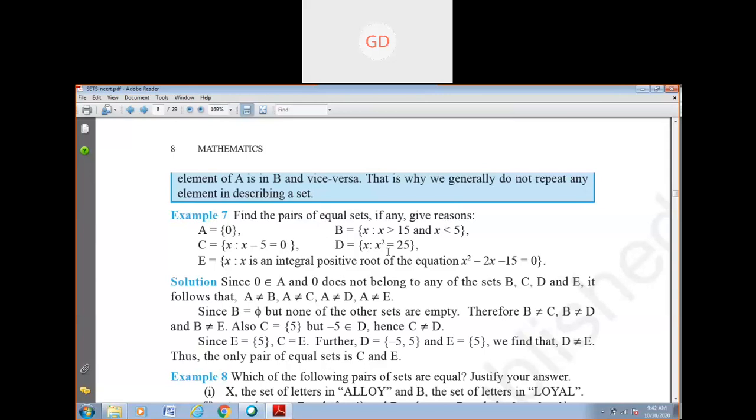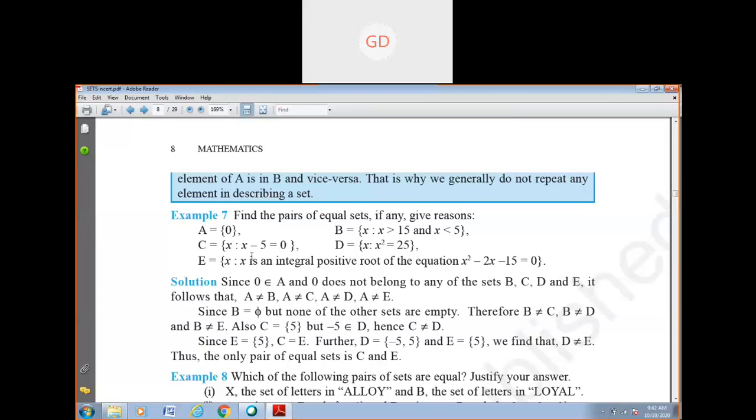Again, D has only one condition given, x square equal to 25. No other condition is given in this set builder form. Only x square equal to 25, from which we have the values of x, minus 5 and 5. So two values of x we are getting from this condition. So the set D consists of two elements, minus 5 and 5.